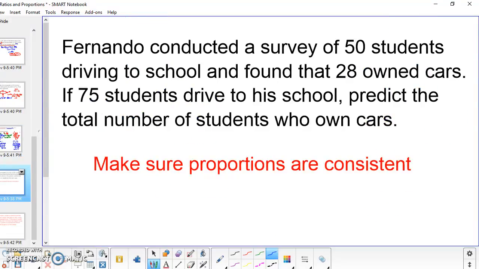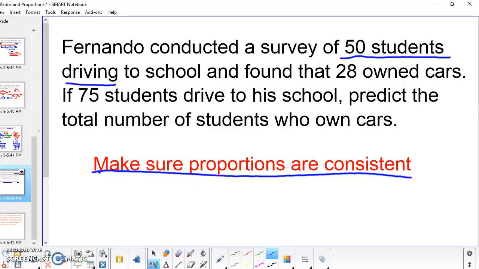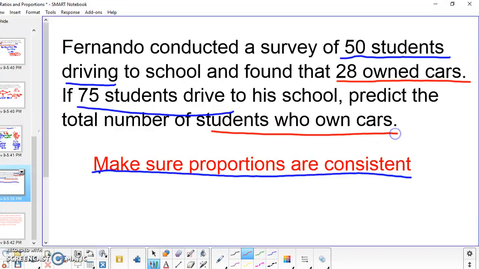Okay, so now the word problems. Probably the most important part. The whole key to the word problems is to make sure the proportions are consistent. So I'll show you what I mean. When we go through this word problem, Fernando conducted a survey of 50 students that drive, and 28 owned cars. If we have 75 students who drive, predict the number who own cars.